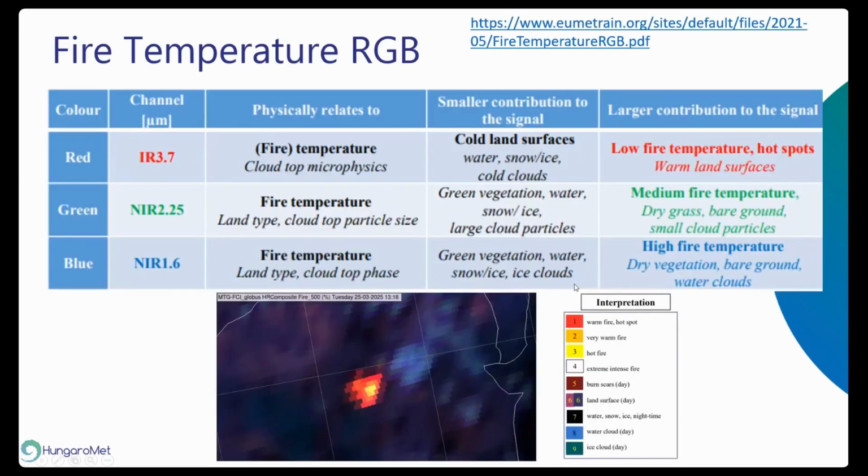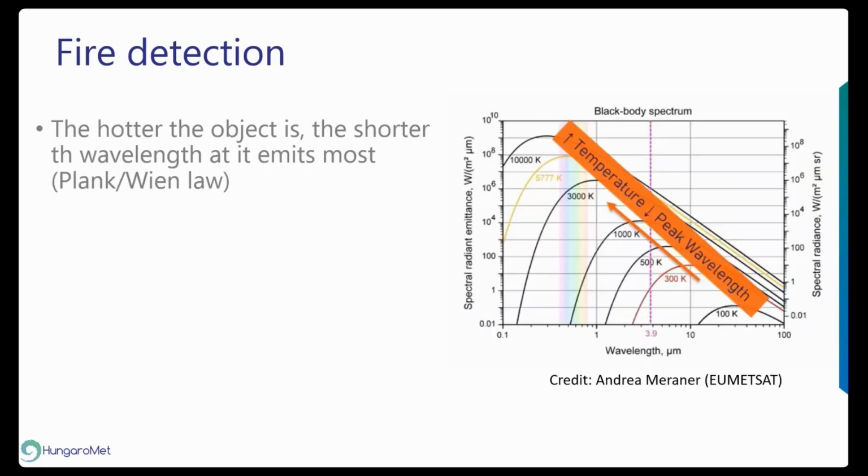This RGB provides information about the temperature, as it says, of the fire, or the intensity of the fire. It uses the 3.8, the 2.2, and the 1.6 channels. These channels basically give us information about the intensity, the temperature, or the hotness of the fire. So how does this work? The hotter the object is, the shorter the wavelengths at which it emits most. Fires are between 600 and 1800 Kelvin hot.